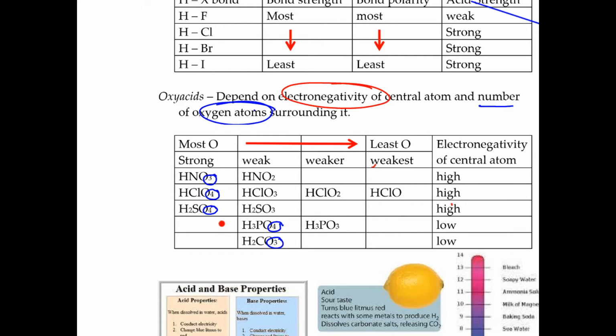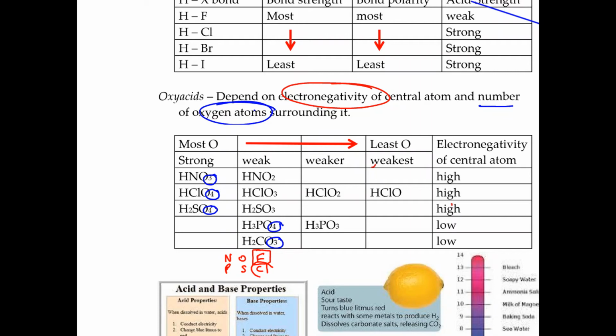Now the question is, well, why are these 3 strong and these 2 are weak? So what we need to do is look at the electronegativity of the central atom. If you look at a periodic table on the right side, you're going to see that N, O, and F are in the second period, and then P, S, and Cl are in the third period. You know that F is the most electronegative element, okay? So any acid with a central atom that is close to F is going to be a stronger acid.